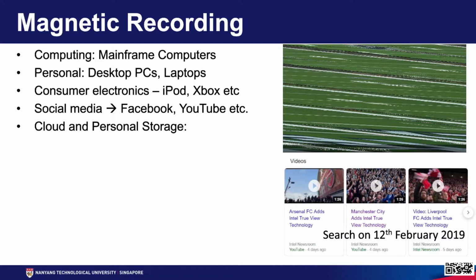Then, as I mentioned a few days ago, Apple introduced the iPod, a music player with a hard disk drive for music files. So we could play thousands of songs using one device, which was revolutionary at that point of time. Then gaming applications like Xbox started using hard disk drives. Then around 2005, social media applications like Facebook and YouTube came into the picture, so they started storing information. Now we use cloud and personal storage and so on. This is how magnetic recording has been useful and is still useful.